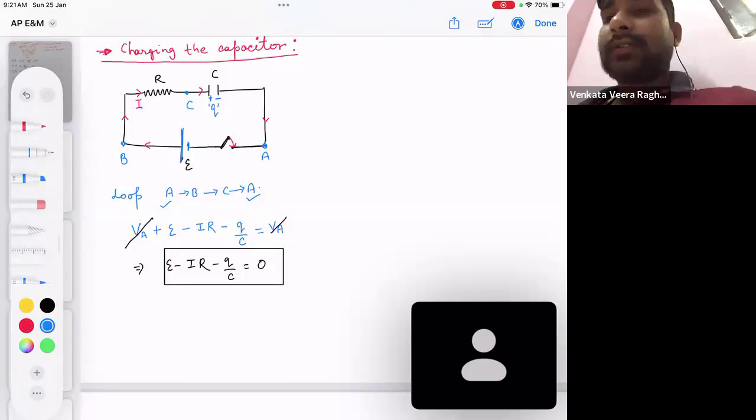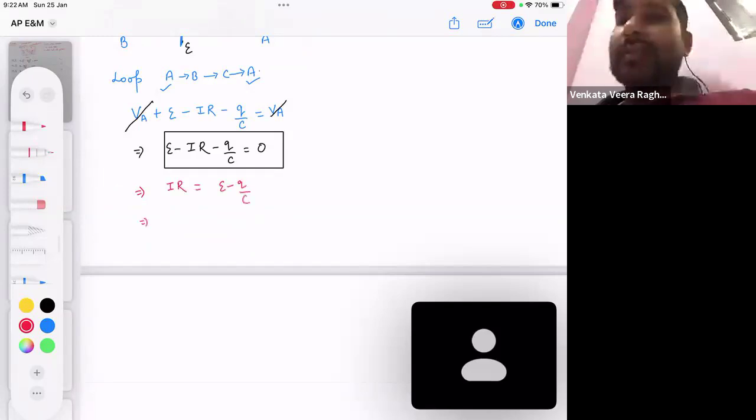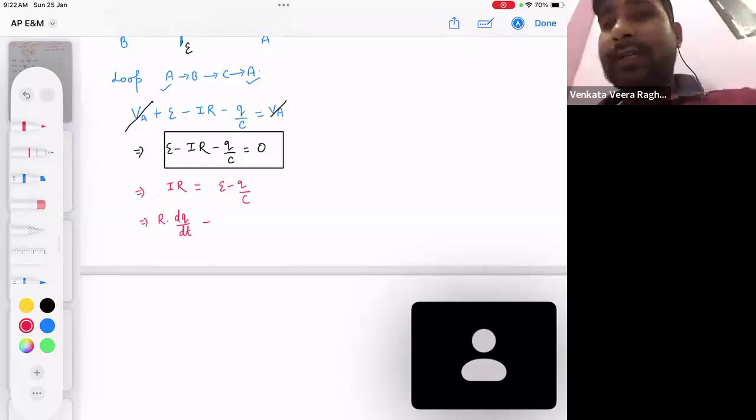Now, if I simplify it, we want to find the charge as a function of time. So I into R on one side, and E minus Q by C on the other side. Check it. And the other side we have IR, so this is R, and current can be written as dq by dt. If you simplify here, we will have CE minus Q by C.